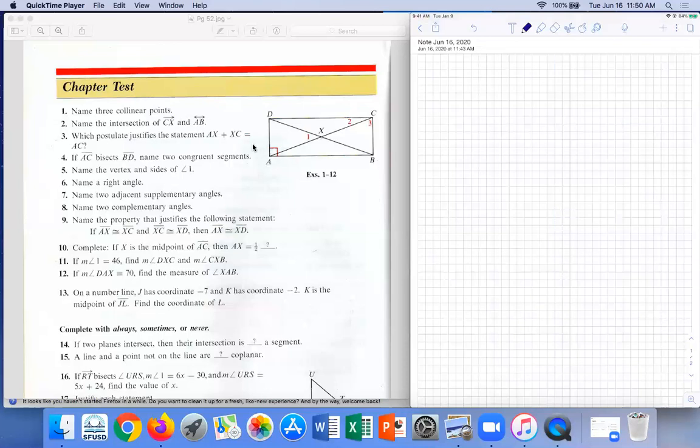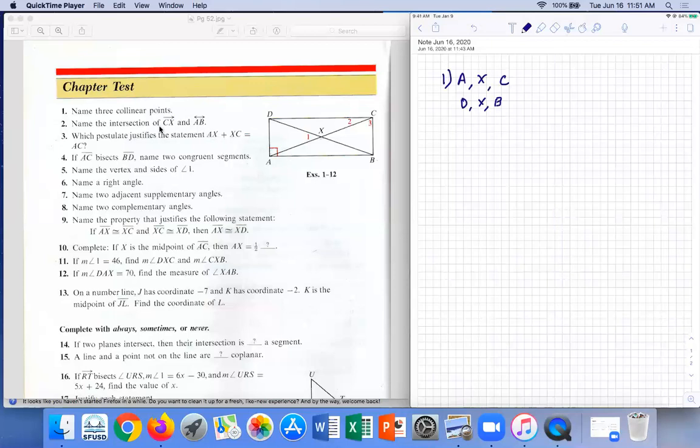All right, number one, chapter one, name three collinear points. So collinear just means co is like together, linear is a line. So three points that line up, right? There are multiple answers for this. Three collinear points could be points A, X, and C. Here's A, X, and C. This is called a diagonal, right? And also D, X, and B is a possible answer. It's only asking for one, so name three collinear points.